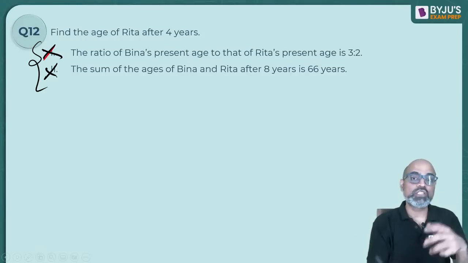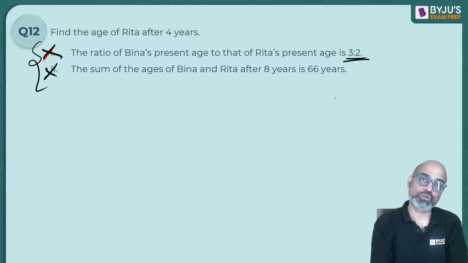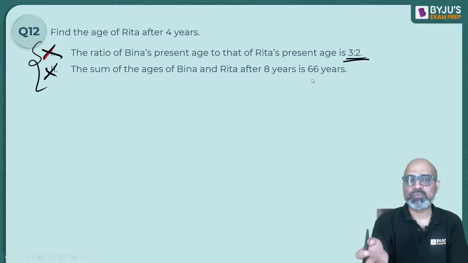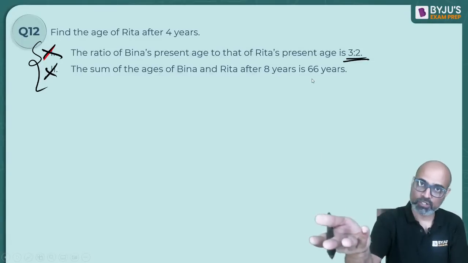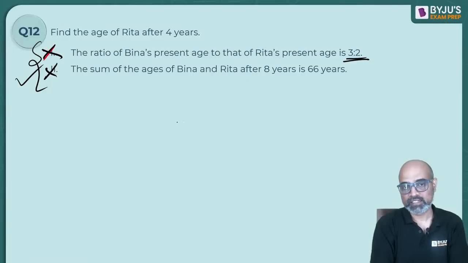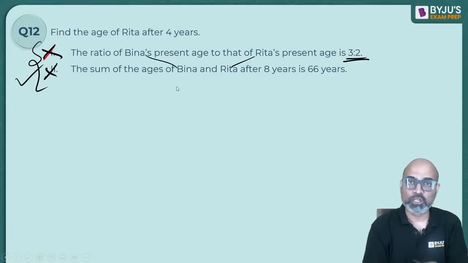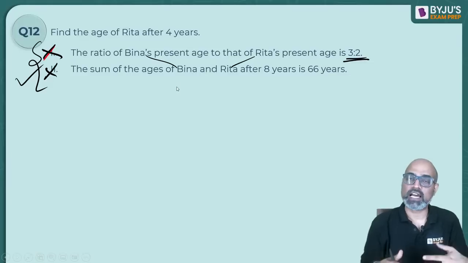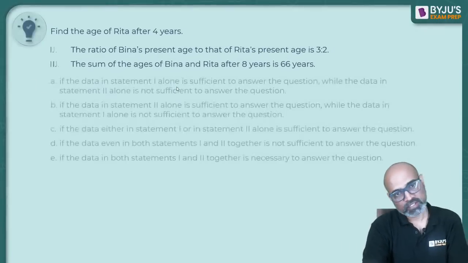So if I know the sum of present ages and the ratio of their ages, I will be able to figure out Rita's current age, and 4 years later also. Definitely I'll get it, right? So thankfully we have the same people. If Tina had come in place of Bina, it would have been completely different. You won't be able to answer it then, because you will have more variables, 3 variables and 2 equations. What can we do? So A is going to be used.